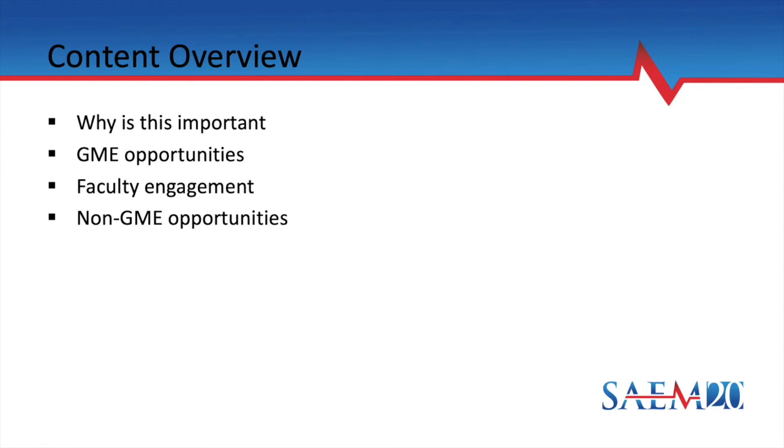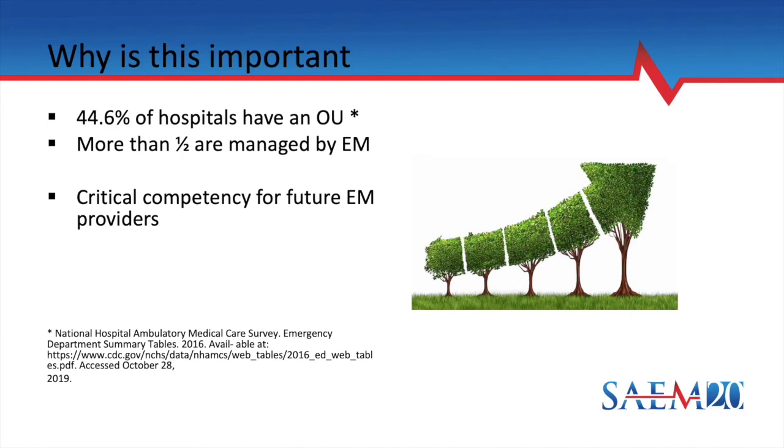Why is this important? While almost half of hospitals have an observation unit, of those, more than half are emergency medicine run. These percentages are just growing over time. Therefore, this is evolving to make observation medicine a critical competency for future emergency medicine physicians.